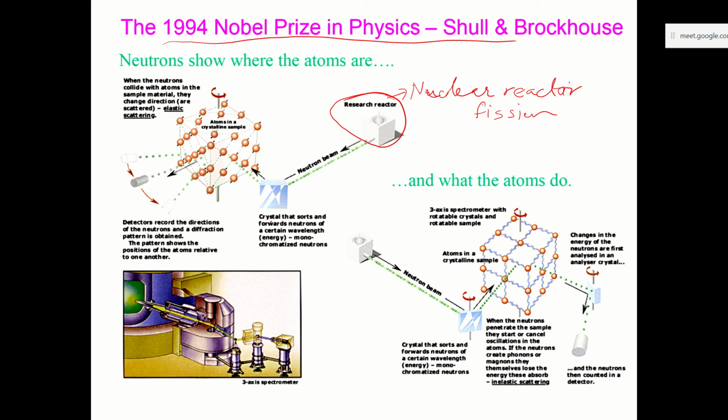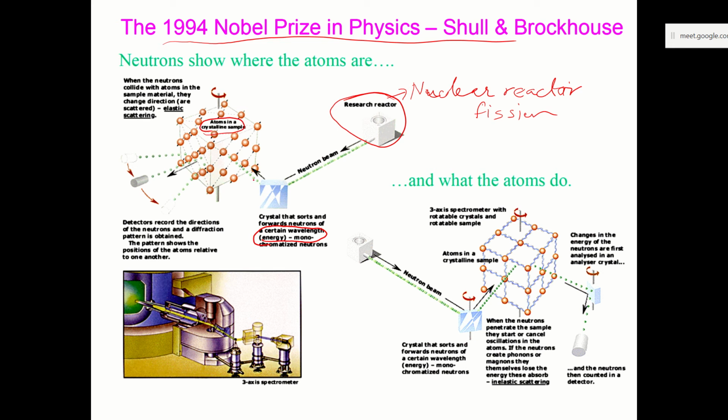This neutron beam is then passed through a crystal, which separates the neutrons. There will be neutrons of different velocities, so it segregates them and selects a proper wavelength. It acts as a filter. It doesn't allow neutrons of certain energies to pass through; you select something and let it fall upon the crystal, which is a crystalline sample.